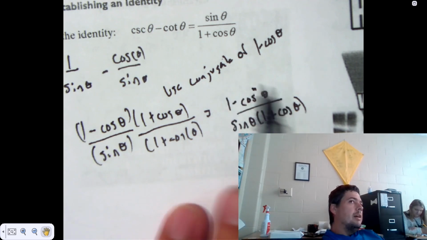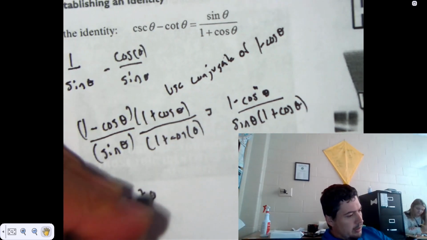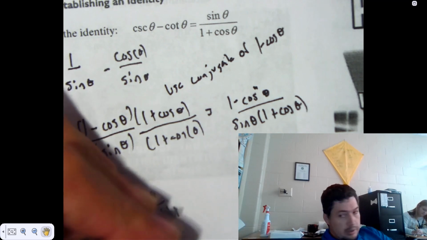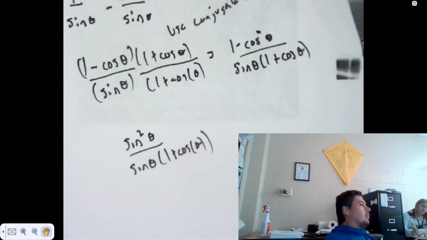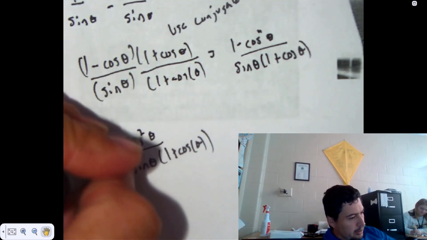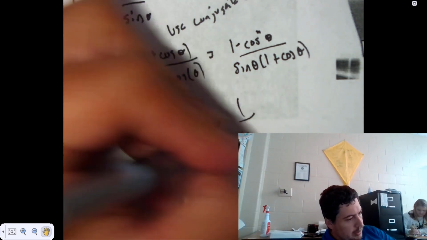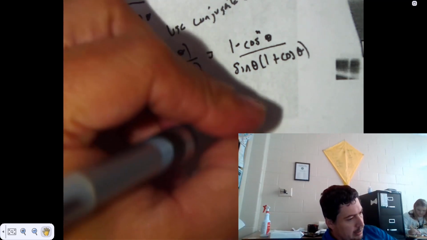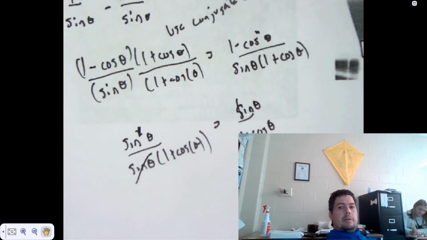Crawford was thinking about his Pythagorean identities. Hopefully you guys are too, at least by now. Sine squared theta over sine of theta times 1 plus cosine theta. Here we have x squared over x. First thing we talked about was x over x squared, but this is backwards. It's x squared over x. One sine up top. Now we get to throw away that exponent. So 1 sine over 1 plus cosine of theta. And the left matches the right.